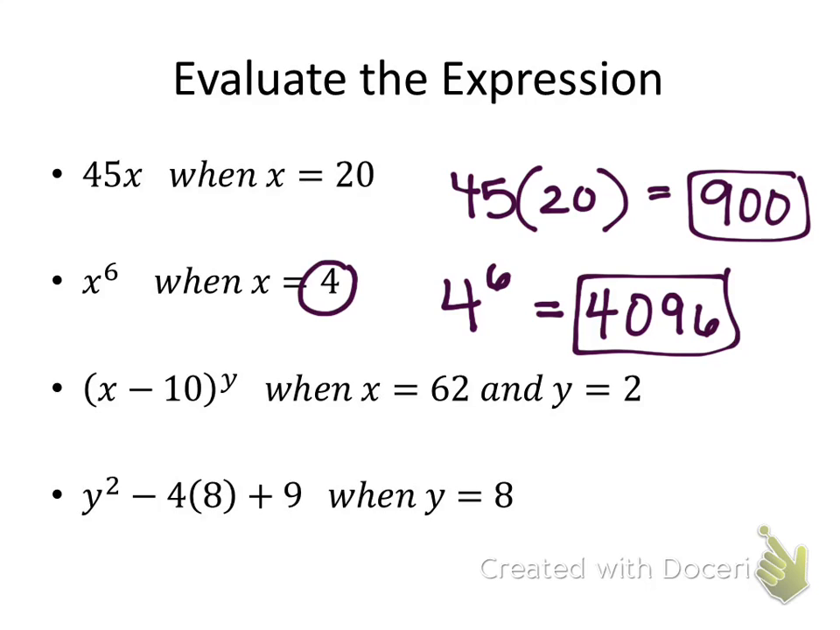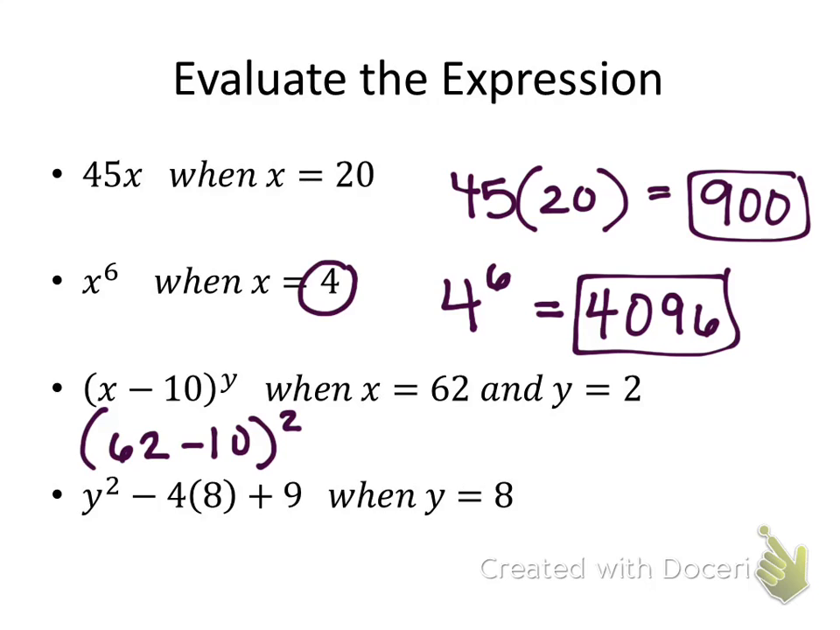We're going to plug in 62 for which variable? X. And we're going to plug in 2 for what variable? Y. Look at y. What is different about y than x? Riley? It's an exponent, okay? Make sure you write it like that. So we're going to have 62 minus 10 squared.